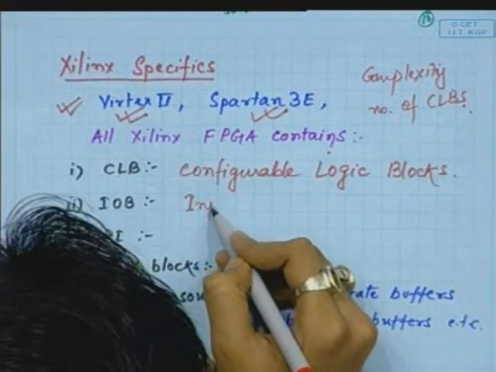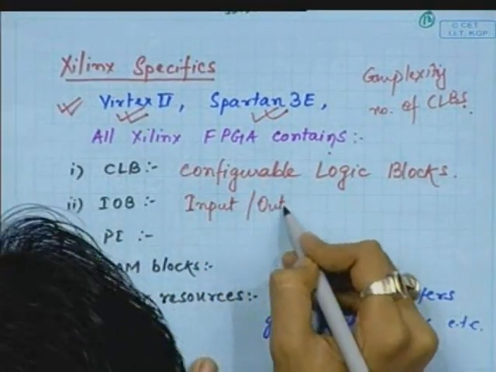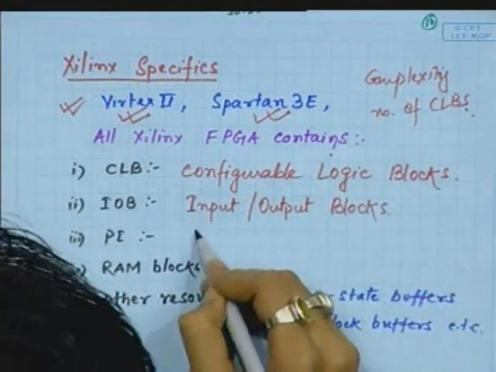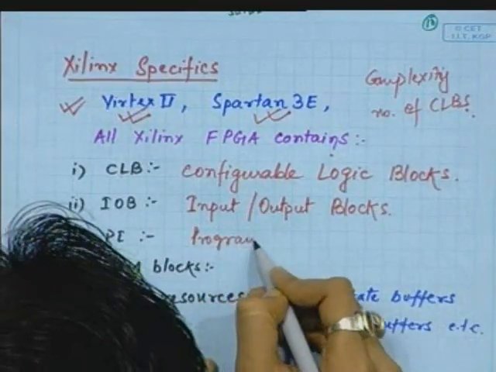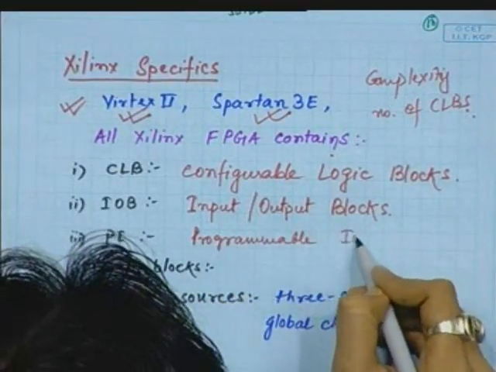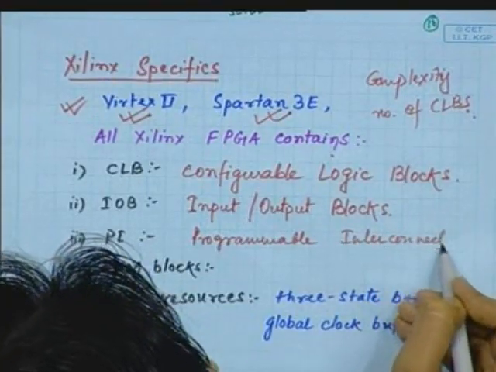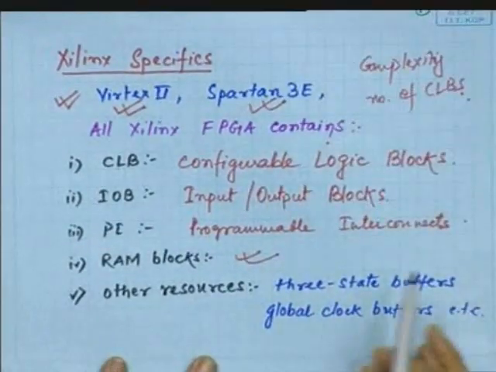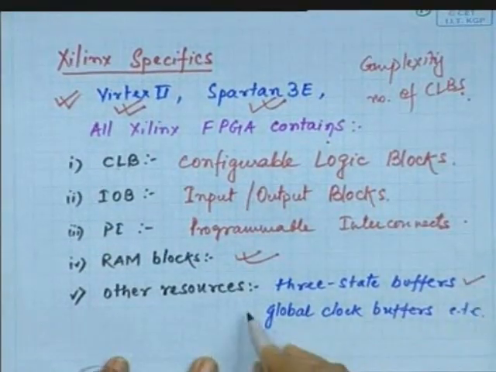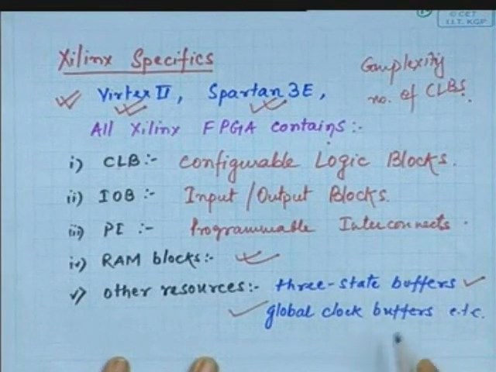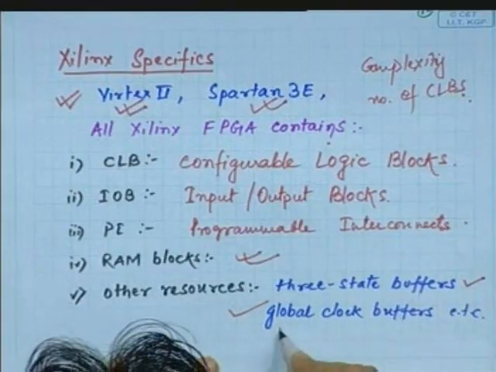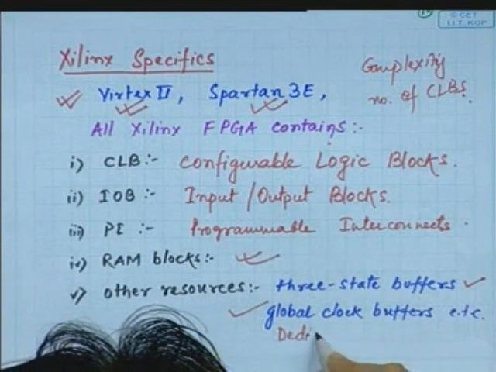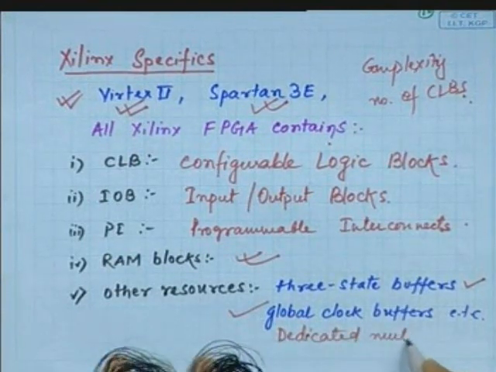IOB stands for input output blocks. PI stands for programmable interconnects. There are some RAM blocks and some other resources such as buffers and global clock buffers. Then you have some dedicated multipliers. Today we can find some dedicated multipliers.